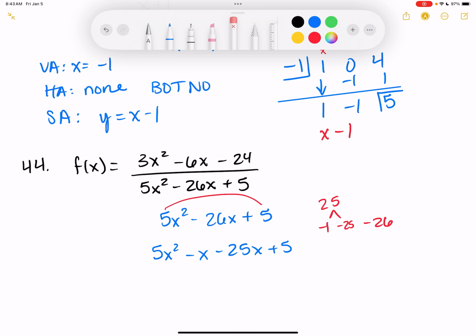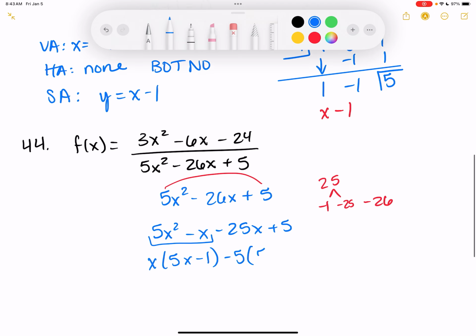Factor by grouping. So I'm going to take out an x, so I'm left with 5x minus 1. Over here, because I need the negative to end up over here, because of how this ended up, I'm going to take out a negative 5, and that leaves me with 5x minus 1. Again, just a reminder, the parentheses have to match when I'm done. And so I get x minus 5 and 5x minus 1 as my two factors.